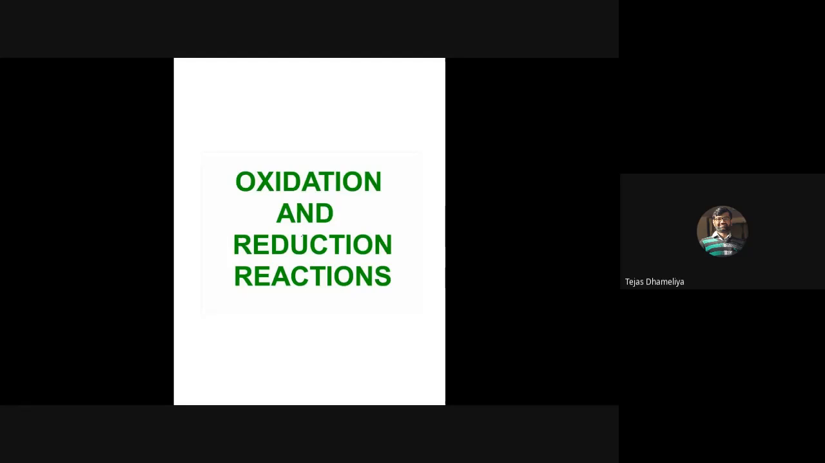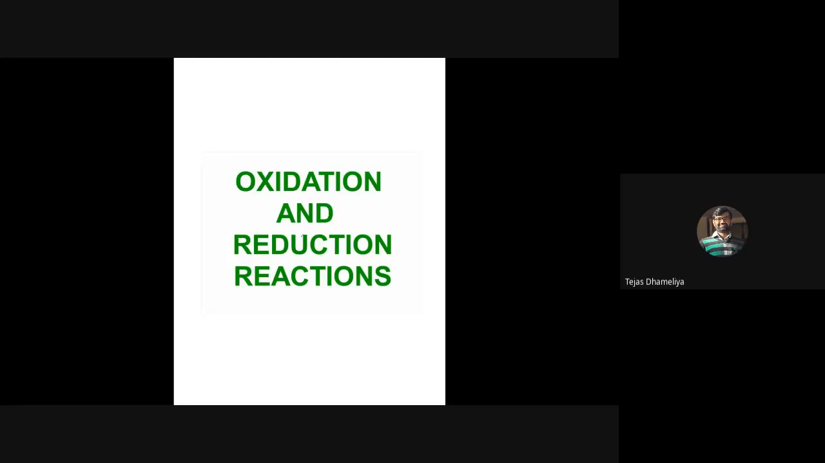It never happens that there is only oxidation and no reduction. No, there will always be oxidation and reduction. So I was up to the definition of oxidation and reduction reactions: we can define oxidation by addition of oxygen, in terms of oxidation number, and also in terms of addition or removal of hydrogen.